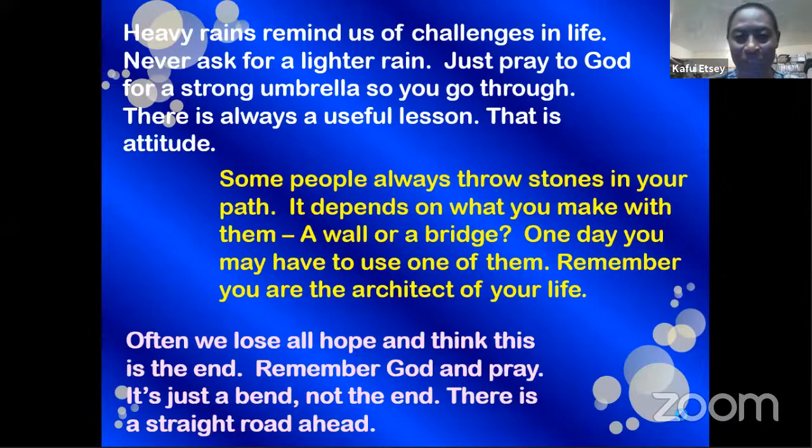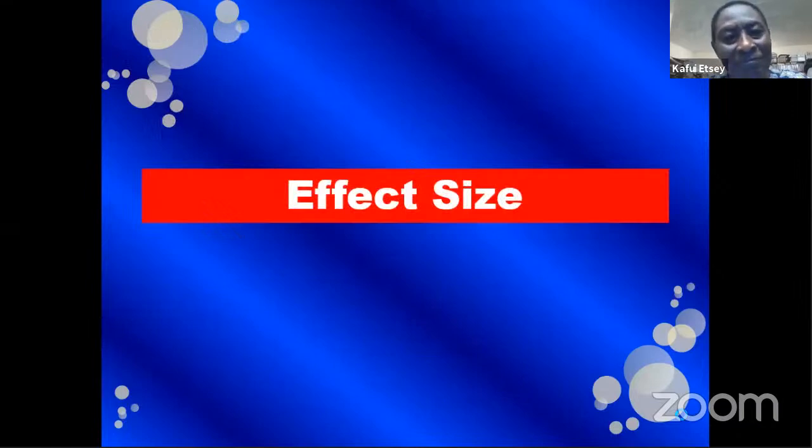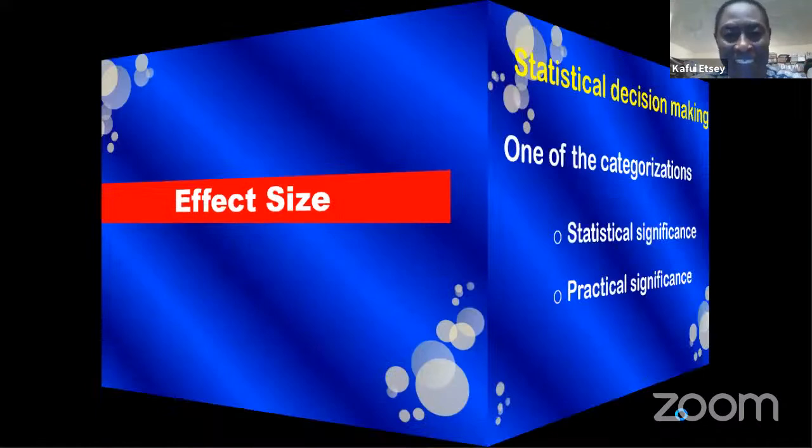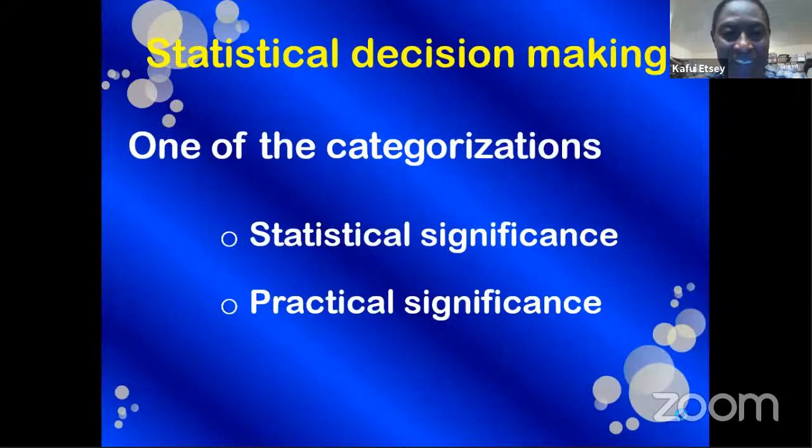So let's move on to effect size. When we do statistical analysis, we take statistical decisions. We make very serious decisions. And decision making is put into several categories. We are going to look at one of these categories today. In decision making, you may either use statistical significance or practical significance. So these are the two we are going to be concerned with this evening.